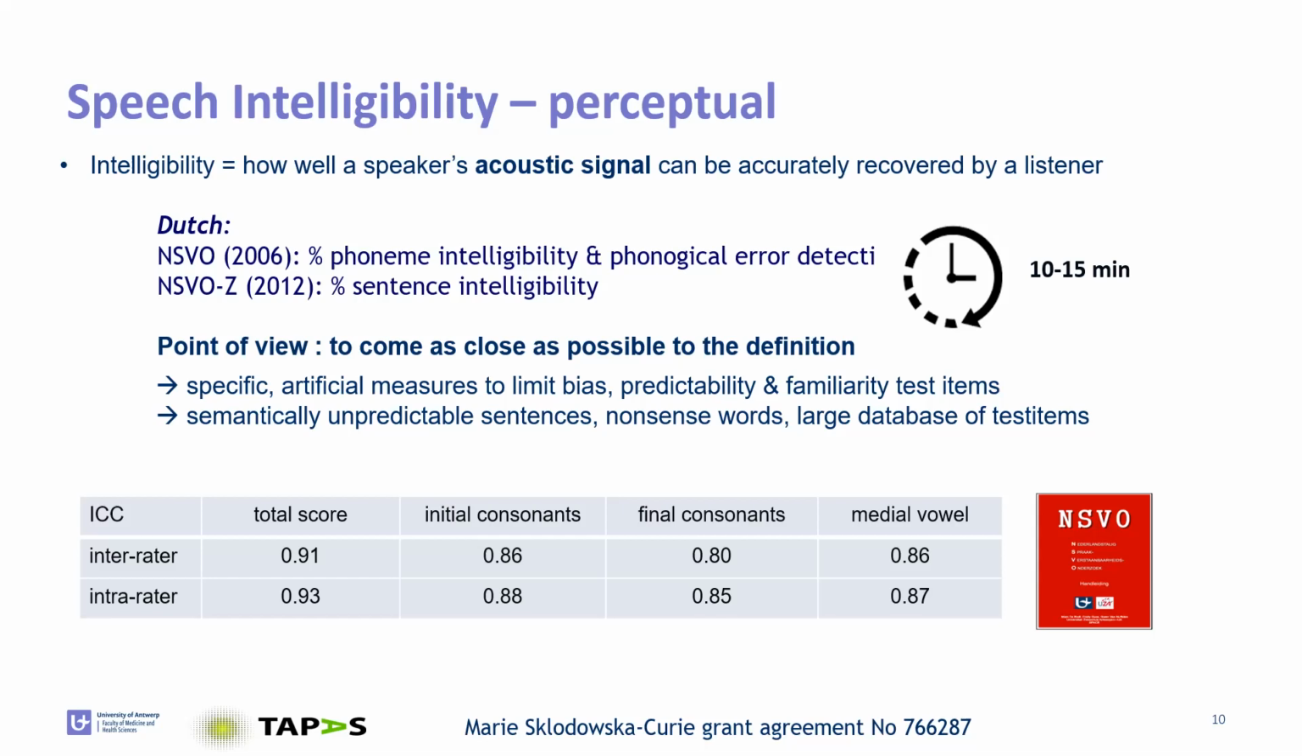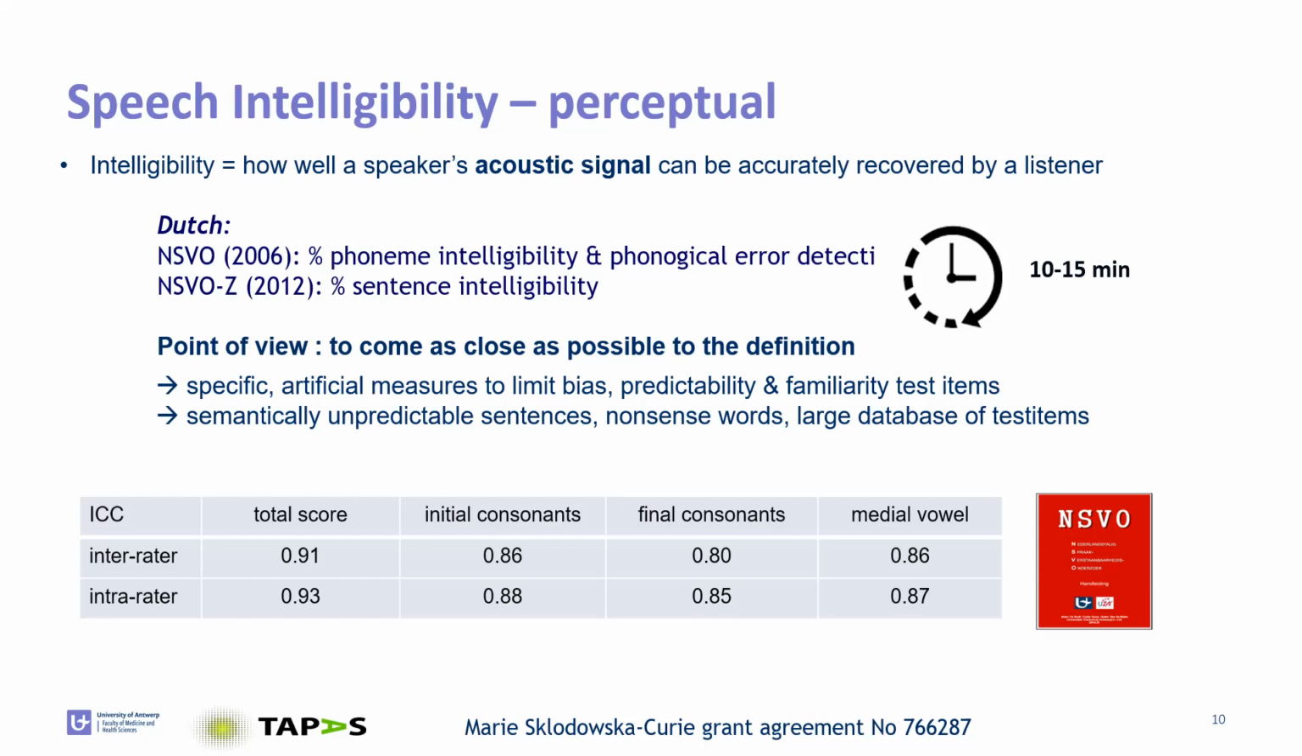And I think that you have to take that in mind too when you're developing a tool, that it has to be very easy and accessible so that it takes even less time. So now, when we developed these instruments, our point of view was always we have to come as close as possible to the definition. That means that it should only be about the acoustic signal. But it's very difficult, when you're doing a perceptual evaluation, to exclude all the influencing factors and all the biases.